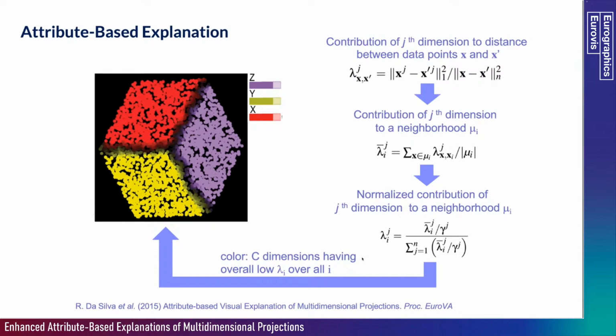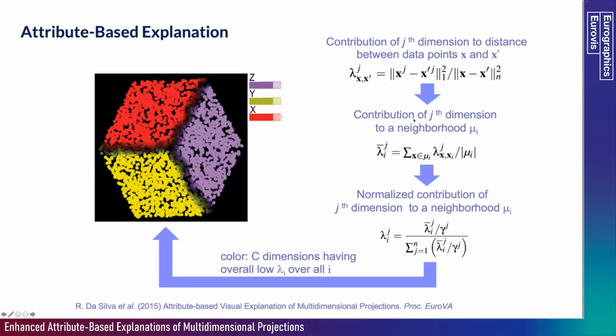One example of such a technique is the work of Da Silva et al. presented at EuroVA in 2015. Consider a simple 3D data set having points spread over the three faces of an axis-aligned cube. Consider two data points, x and x prime, in this data set. The contribution lambda xx prime superscript j of the jth dimension to the distance between these two data points can be computed simply as the distance along dimension j between these two points divided by the distance along all dimensions, that is in nD, between these two points.